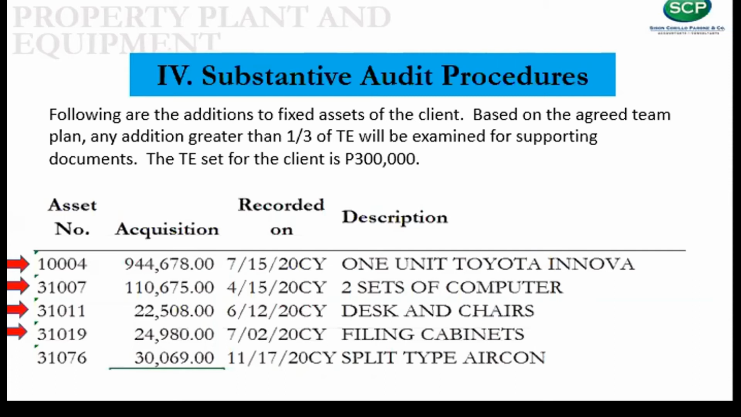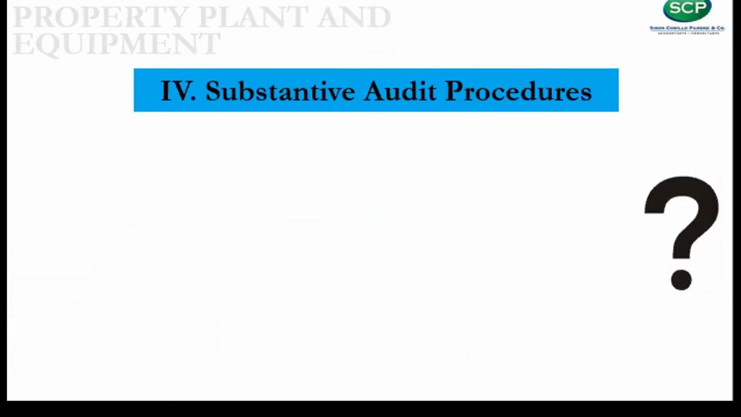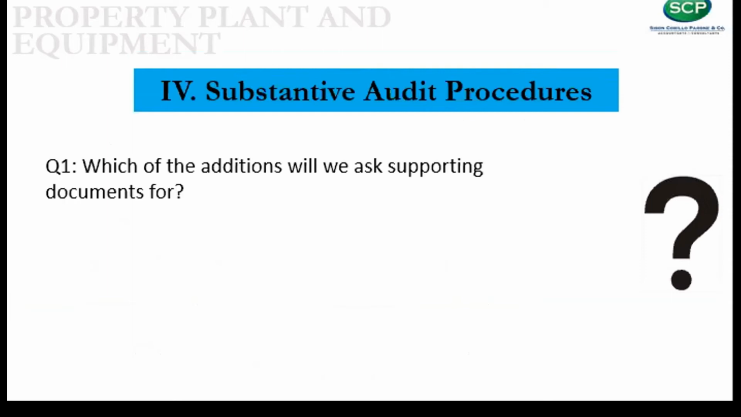24,980. The fifth and the last acquisition presented on the list was asset number 31076, representing split-type air conditioner acquired on November 17, 20 CY for 30,069 pesos. Here are the questions we need to answer about those acquisitions. Question number 1. Which of the additions should we ask supporting documents for?